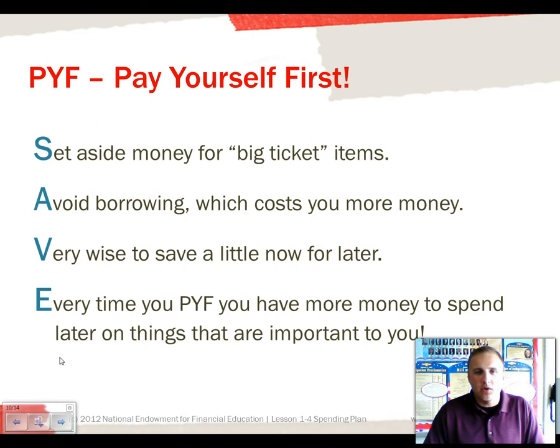The next thing we want to do, as we're saving this money, is avoid borrowing. There's nothing worse that you can do, when you decide that you want to save up money, than to go and, instead of using the cash flow that you have coming in, use a credit card or a line of credit to purchase another item. Always try your best to pay with cash. Whatever money you have left after your expenses, you'll be able to then take it and save up for these items. It's always very wise to save a little now for later.